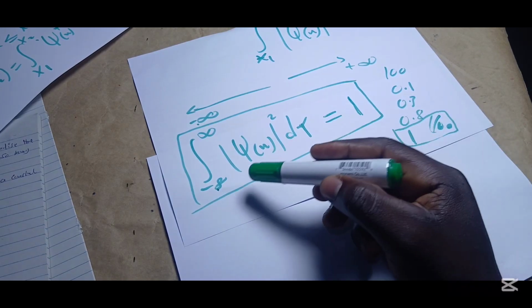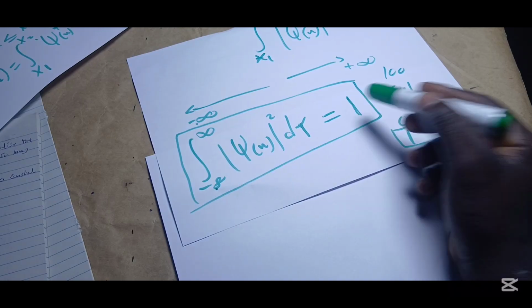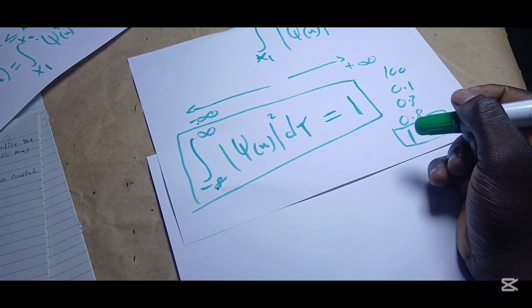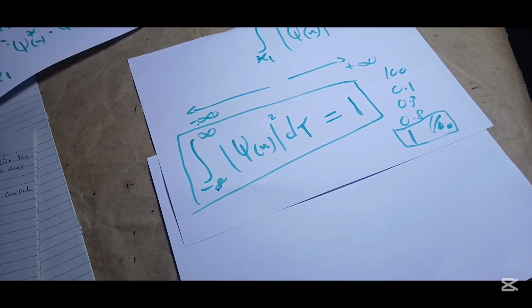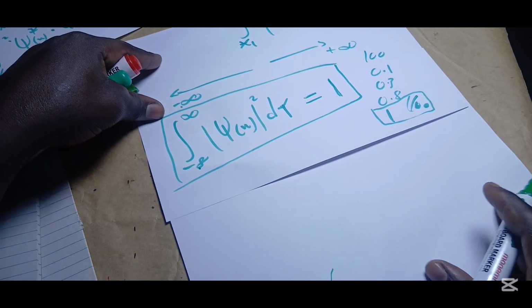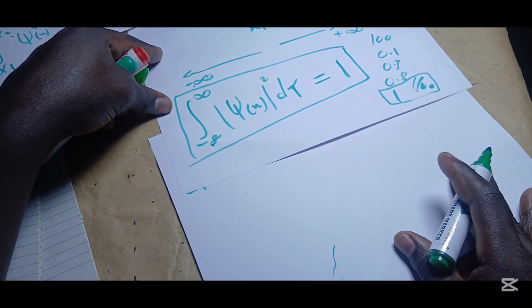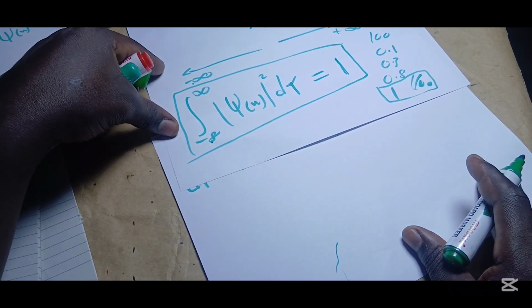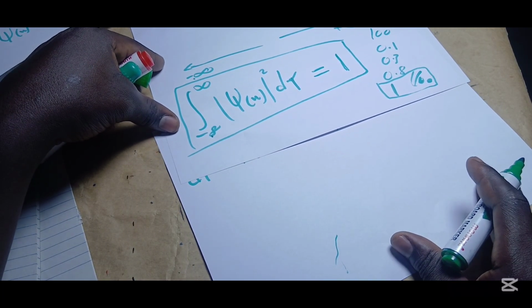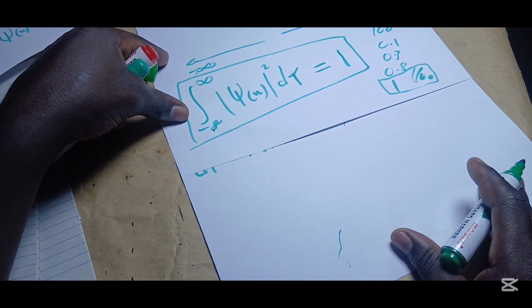If you integrate from negative infinity to positive infinity, you are generally not going to get 1. So what is happening? It means that you have to normalize the wave equation. Normalizing the wave equation simply means multiplying a constant by the wave function, and then looking for the probability density. That constant, when you evaluate it, will be the normalization constant.